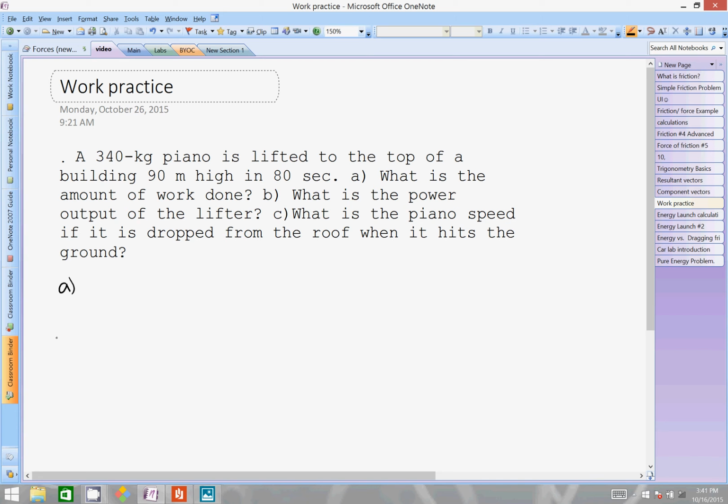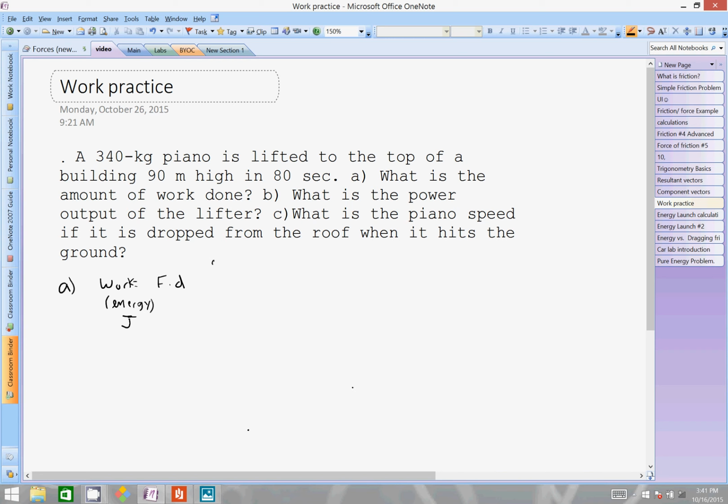For letter A, it says, what is the amount of work done? Keep in mind, work is equal to force times distance. If I apply a force over the course of a distance, I have accomplished a certain amount of work. Work is a form of energy. So we can attack this in two different ways. Of course, joules is energy.